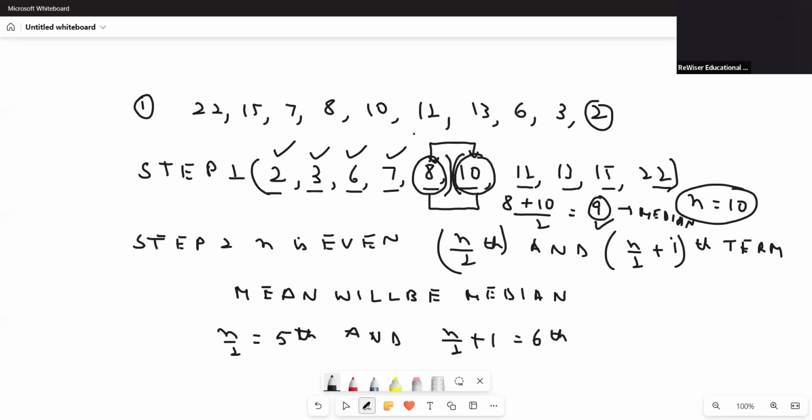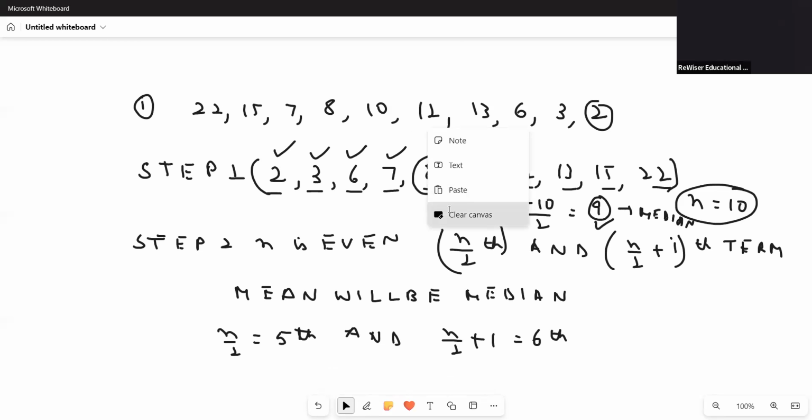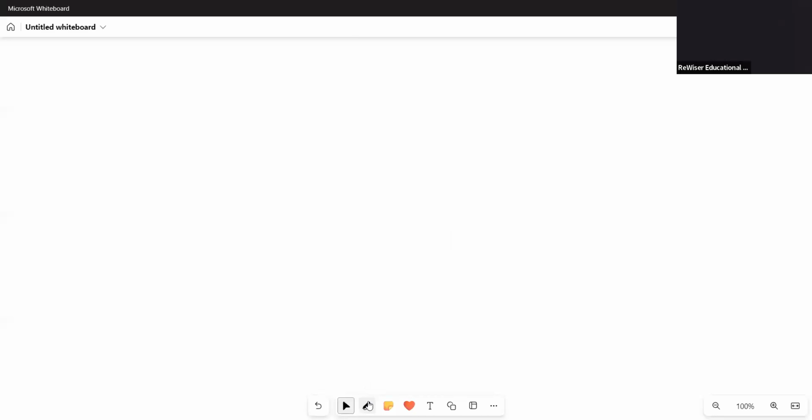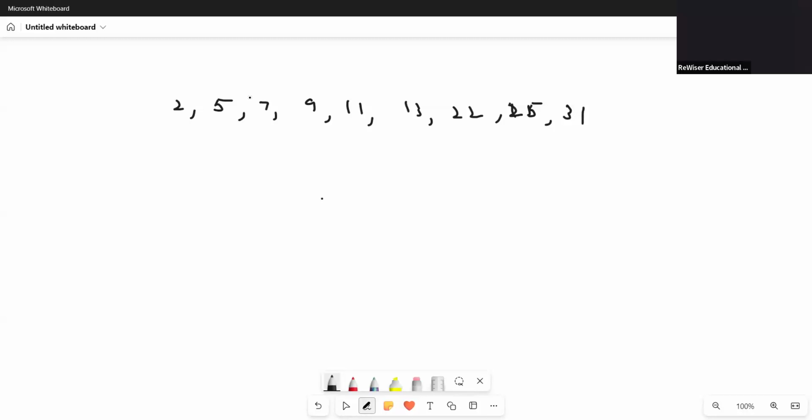Now moving ahead with the other type of variation, suppose the number of values is odd. So in that case, what can we do? Again, we'll illustrate it with an example. Suppose we have numbers like 2, 5, 7, 9, 11, 13, 22, 15, 25, 31, and we'll count them. So it's 1, 2, 3, 4, 5, 6, 7, 8, 9. In this case, the number of observations is 9, which is an odd number.